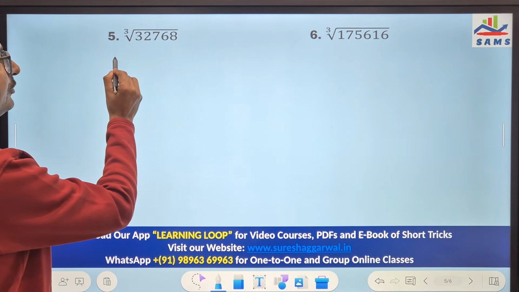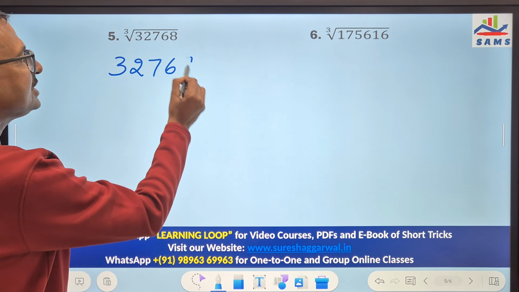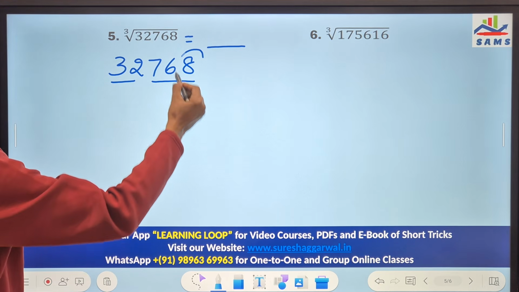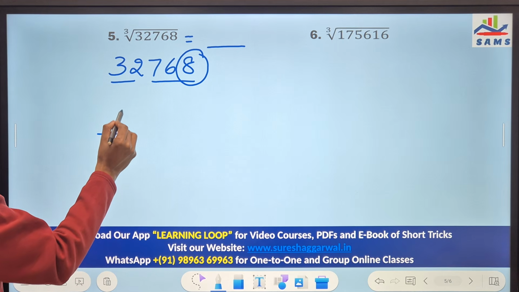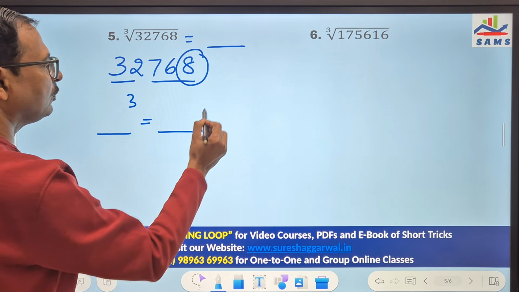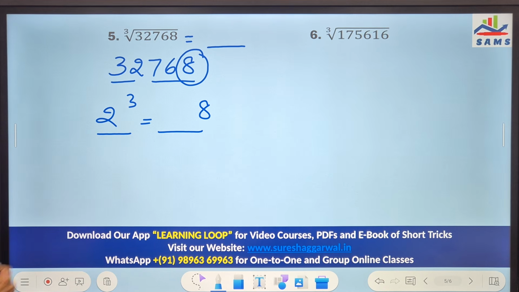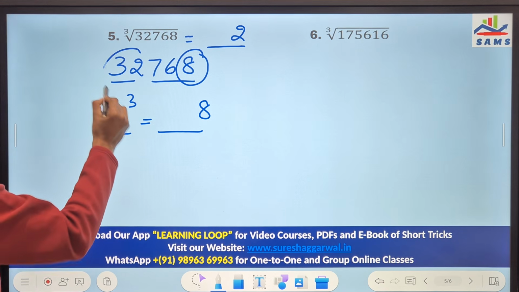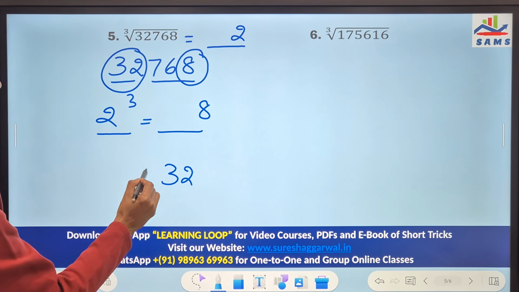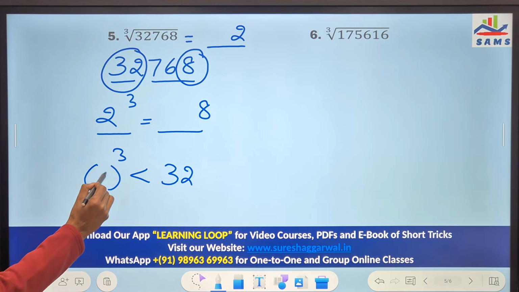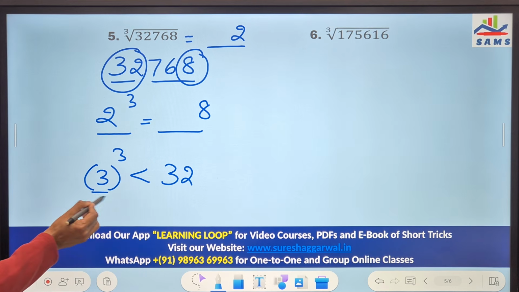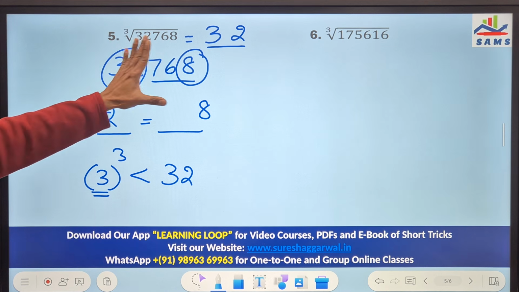See, this is also a 5-digit number, 3, 2, 7, 6, 8. So triple and double. So your answer is a 2-digit number. This ends in 8. So which cube ends in 8? You will know that 2 cube ends in 8, and therefore 2 is the unit digit of the answer. How about the remaining part, 32? 32 is greater than which cube? It is 3 cube. 3 cube is 27, which is less than 32 and closest to 32. So this 3 forms the remaining part, and 32 is the answer for the cube root problem here.